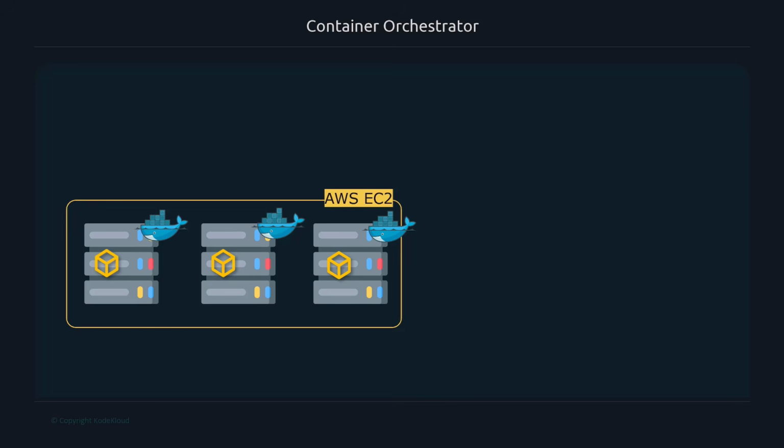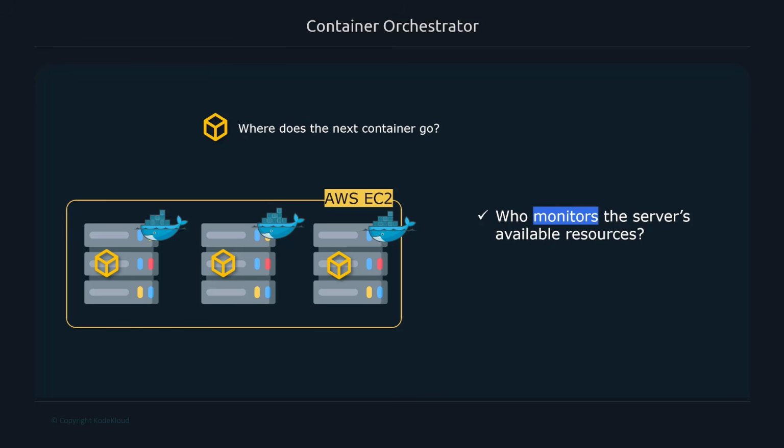Now, the problem is, what happens when we want to deploy another container? Where does the next container go? How do we figure out what is the best server to deploy our container to? How do we figure out if a server has already reached maximum capacity and we're not able to deploy another container to it? So who's responsible for monitoring the servers' available resources so that we can find a server that has more space or more resources available for the next container?